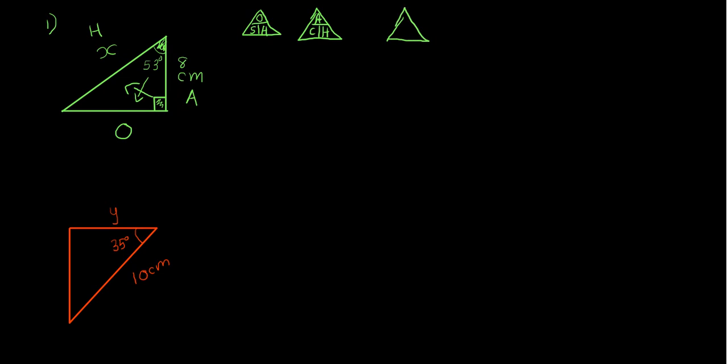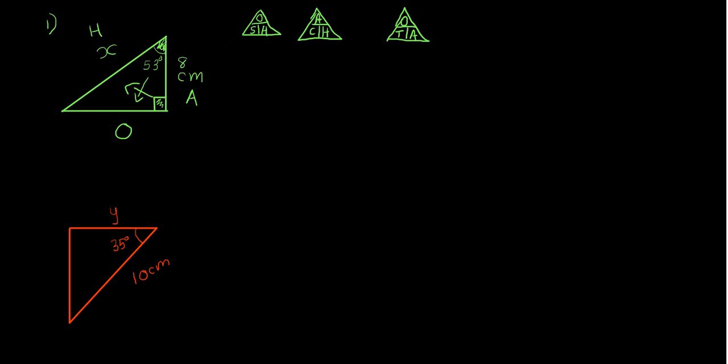And then I need to make a decision: which ratio do I choose? To make that decision, I'm going to go to the question. I have the adjacent length, the angle, and I need to find the hypotenuse. So I need to go into the three triangles and find which one of them uses the adjacent and the hypotenuse. Let's look at the first one.